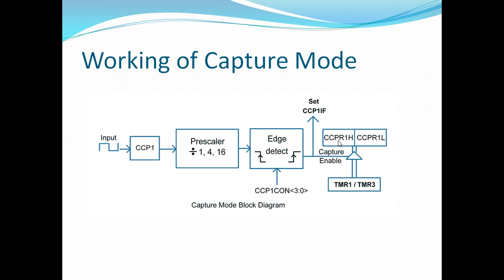If we talk about what capture mode is, this block diagram simply describes the working of capture mode. Here you can see an unknown signal is applied, or we can say a clock pulse is applied. We can configure this CCP module in capture mode. For the timer we can use pre-scaling options 1:1, 1:2, 1:4, 1:16. These pre-scaling options we can use to increase the measurement period.